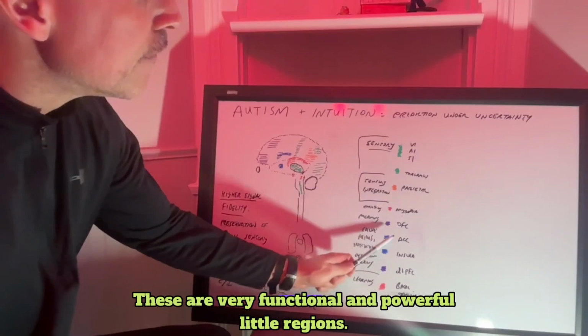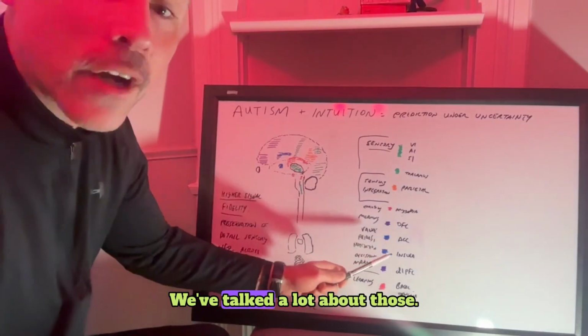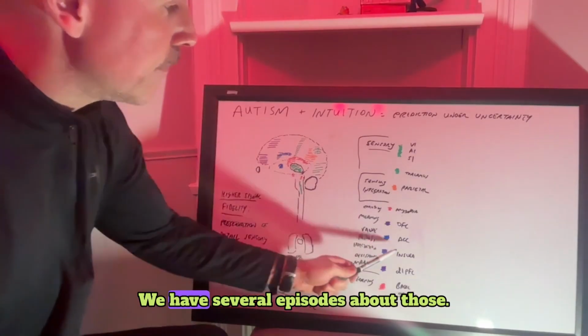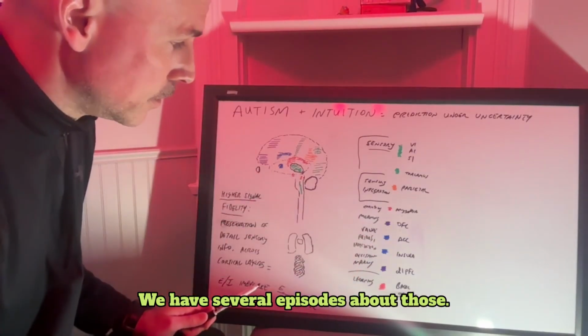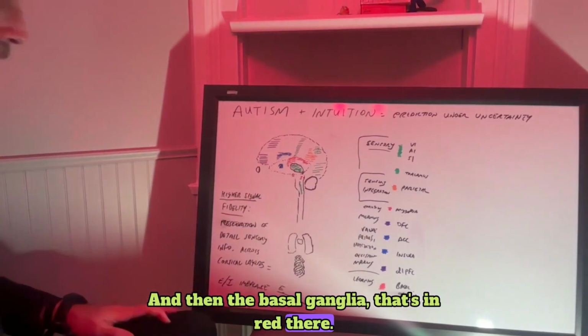These are very functional and powerful little regions. We're going to talk a lot about those. We've talked a lot about those. We have several episodes about those. And then the basal ganglia, that's in red there.